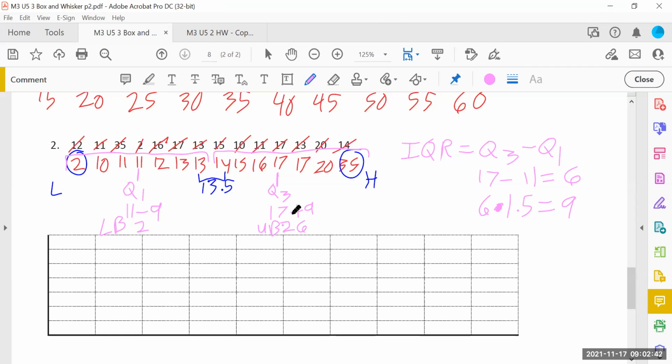Again, it's from Q1 and down, Q3 and up. Often, I have students that try to use one number for both. They try to go above and below the Q3, or above and below Q1, or above and below the median. It's below Q1 and above Q3, below the box and above the box.